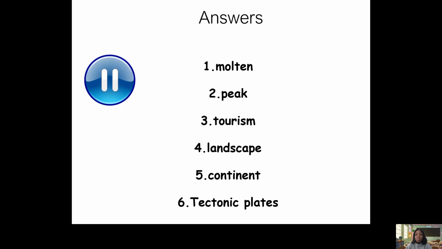Fantastic. The first answer was molten. Number 2 was peak. Number 3 was tourism. Number 4 was landscape. Number 5 was continent. And finally, number 6 was tectonic plates.